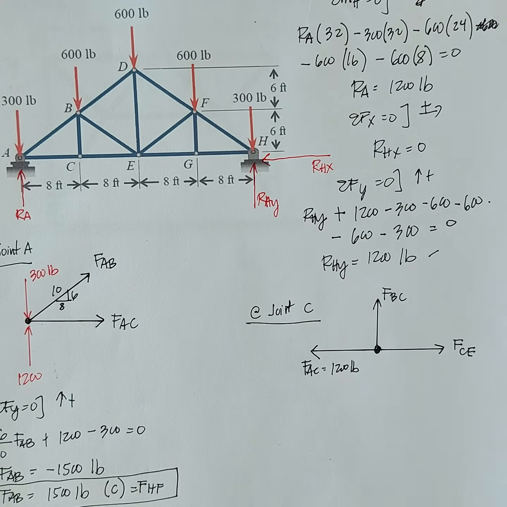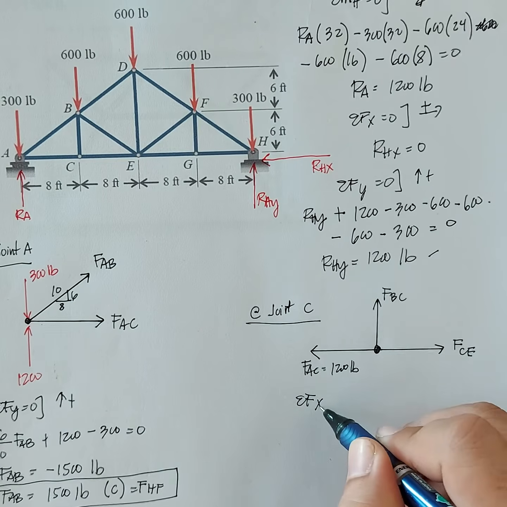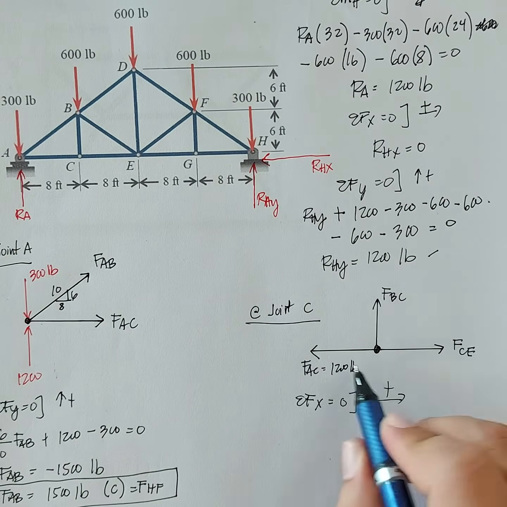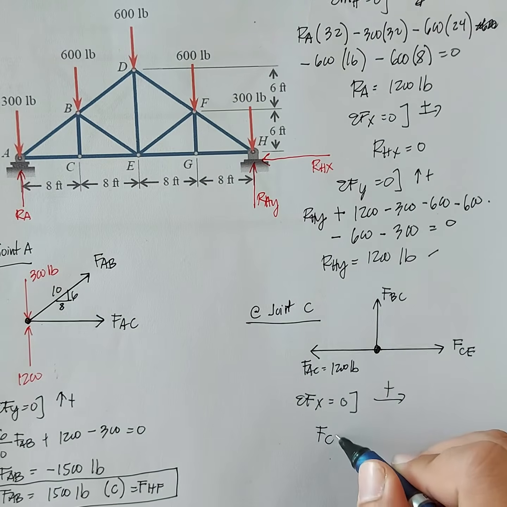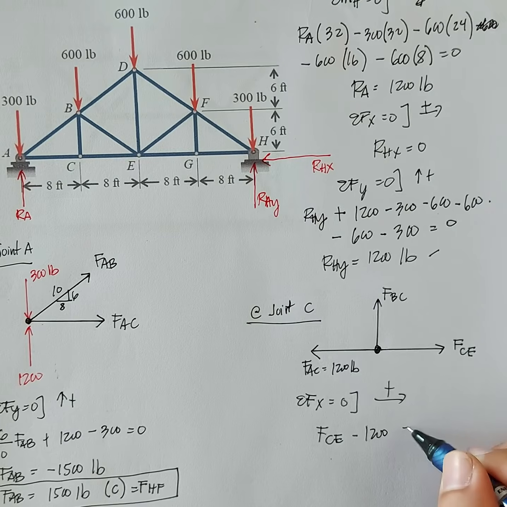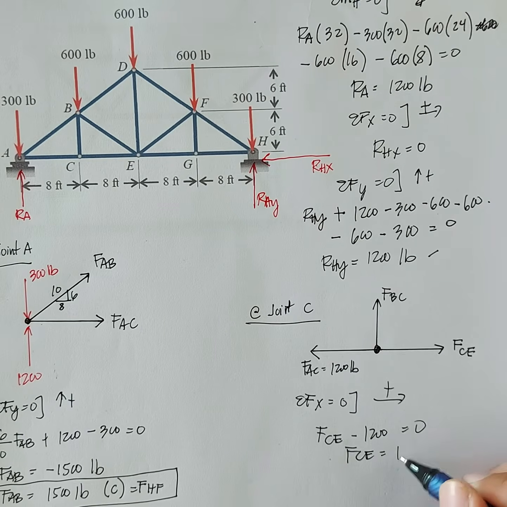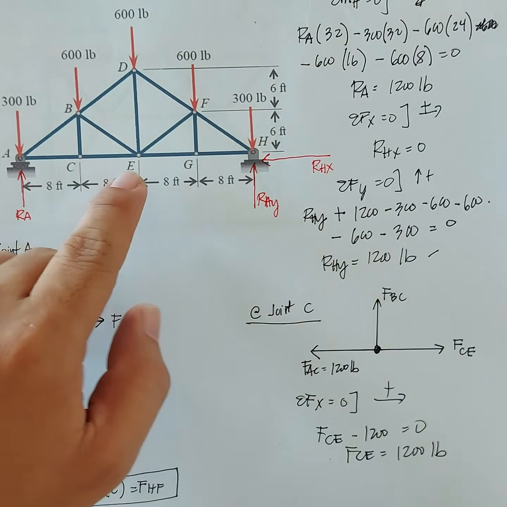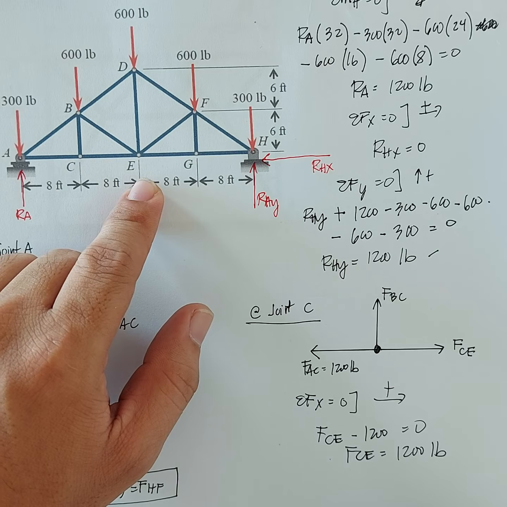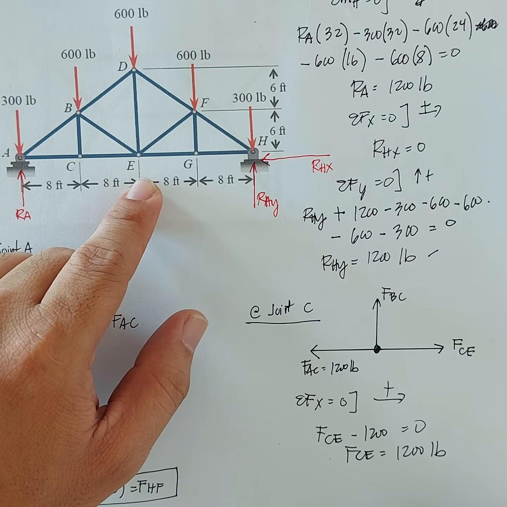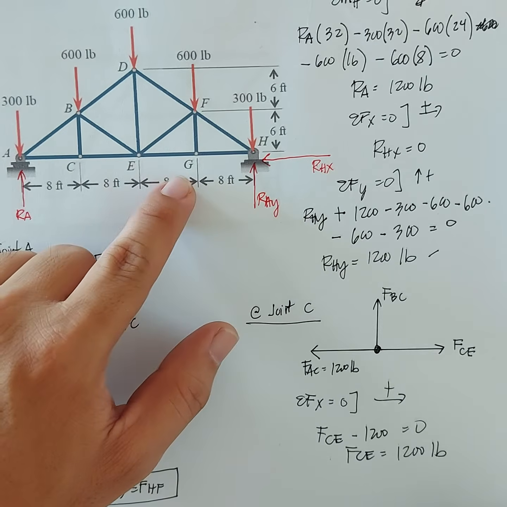Okay, so apply the conditions of equilibrium. So, summation of forces along X is equal to 0. Forces to the right positive. Dalawa lang naman yung forces along X. So, obviously FCE minus 1,200 equals 0. So, FCE is just equal to 1,200 pounds. And FCE is also equal to FGE, I should say.